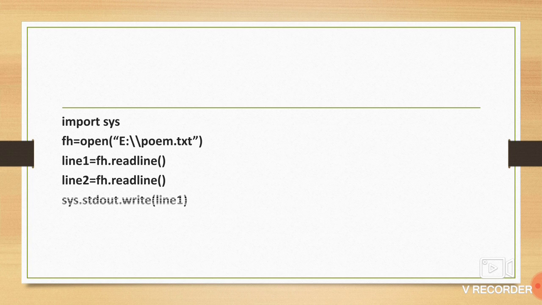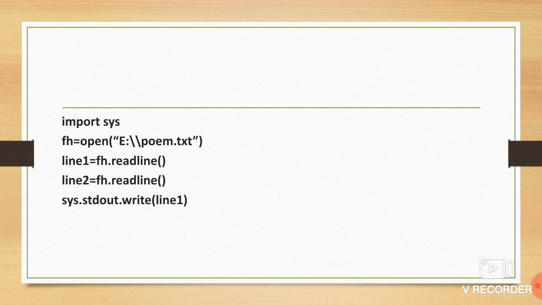Now sys.stdout.write. Now we have read two lines, line1 and line2, by using the readline function from the file pom.txt. पोएम.टेक्स्ट के हमने दो लाइन्स रीड किए हैं एंड जो भी लाइन्स हमने रीड किए हैं बाय यूजिंग द रीड लाइन फंक्शन इज in the line1 and line2. Now I want to display these two lines onto the monitor. So how can we display this? By using the stdout. As I told you, sys.stdout is always opened in the write mode.